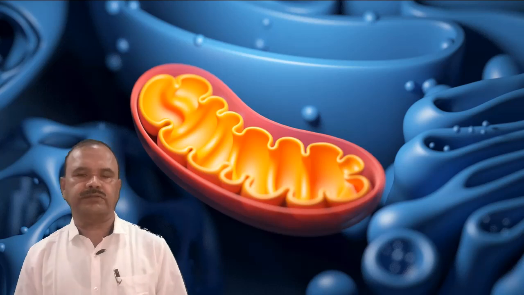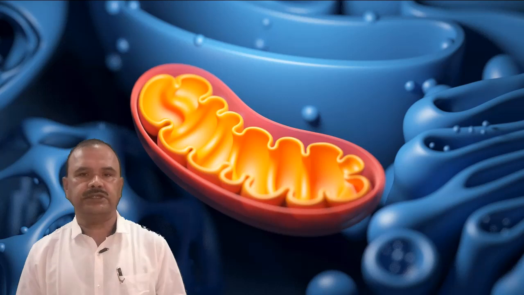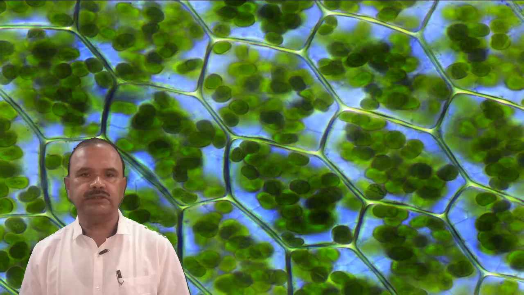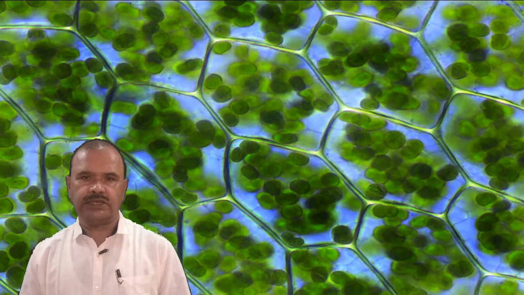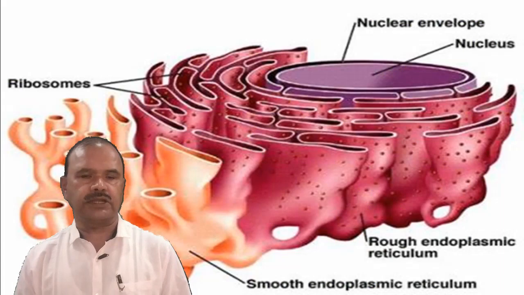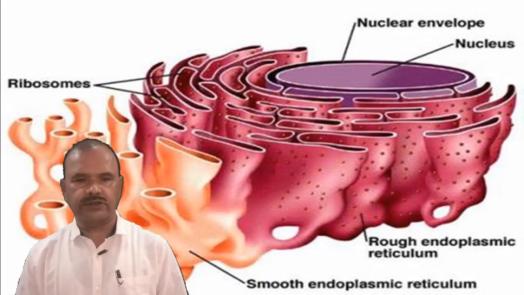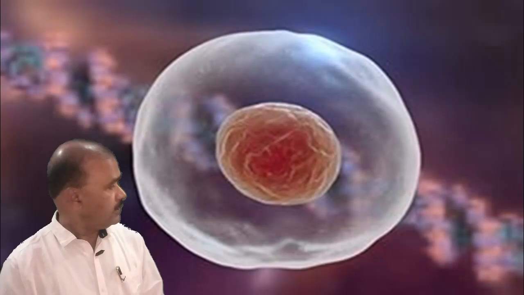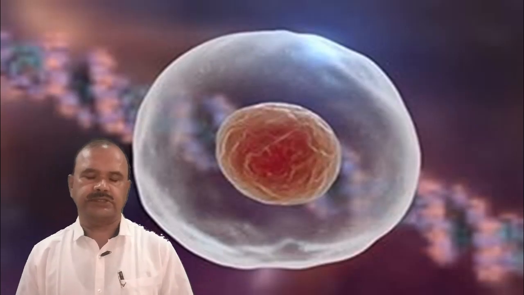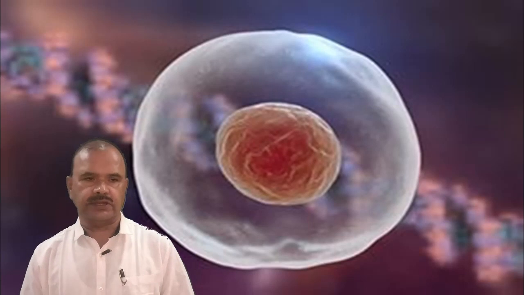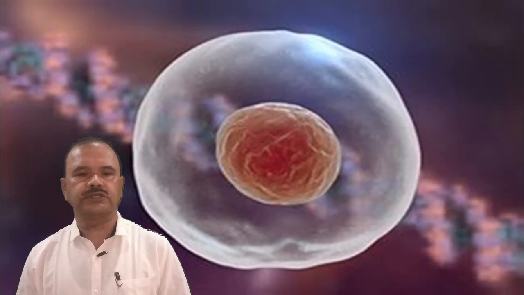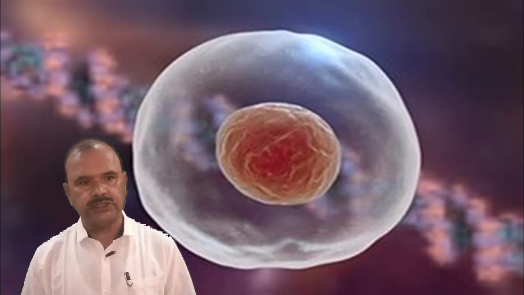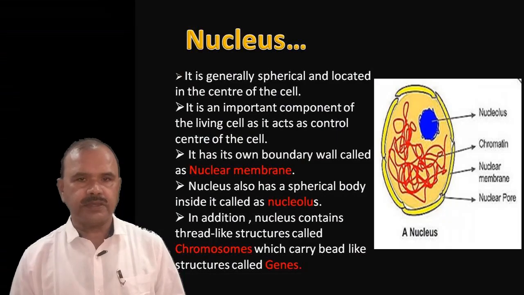Similarly, the plant cells have colored components inside them, mostly plastids, which contain chlorophyll. Side by side it also has a network of thread-like structures called endoplasmic reticulum, then ribosomes, centrioles, Golgi bodies, and so on. Now come to the most important and central part of the cell, which appears as a dense, spherical, round structure almost in the center of the cell, and it is the nucleus.